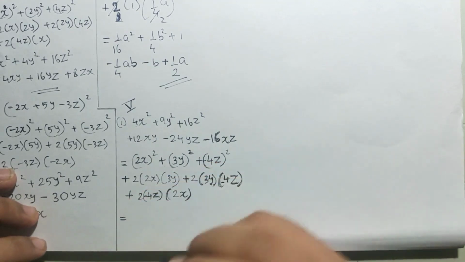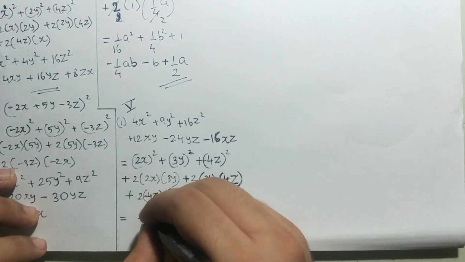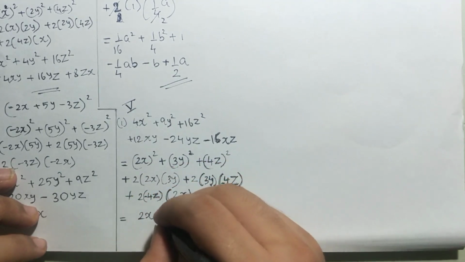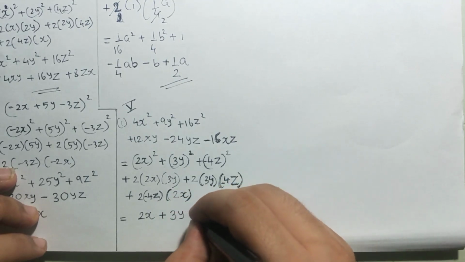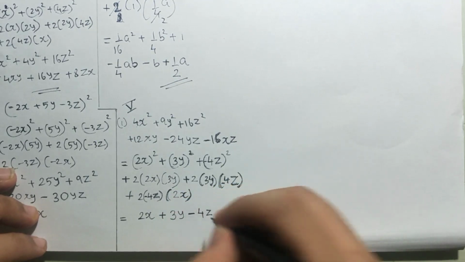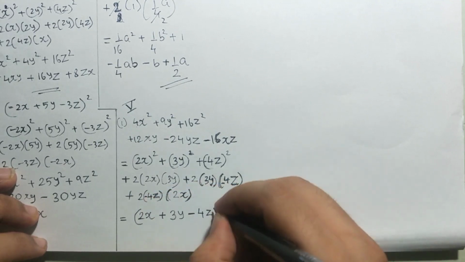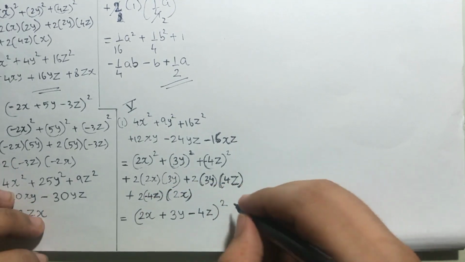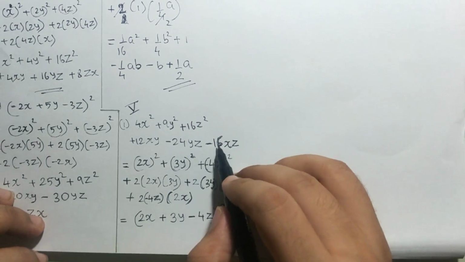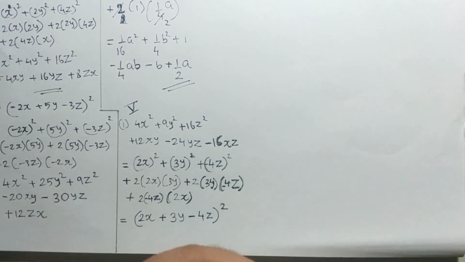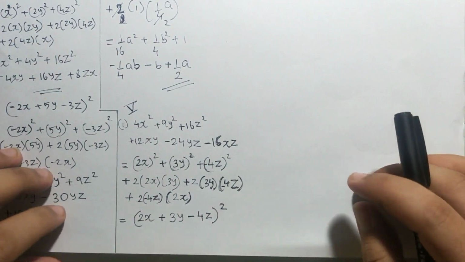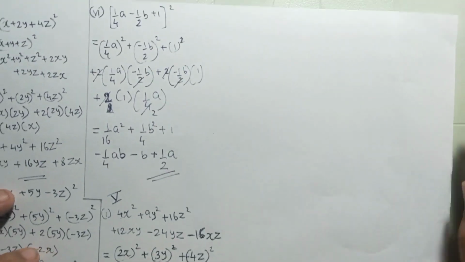So your final answer would be 2x plus 3y minus 4z the whole square. Why did minus 4z come? Because out of the 6 terms, 2 terms were negative and those 2 terms were having z common in them. So let us proceed to the last sum for today.